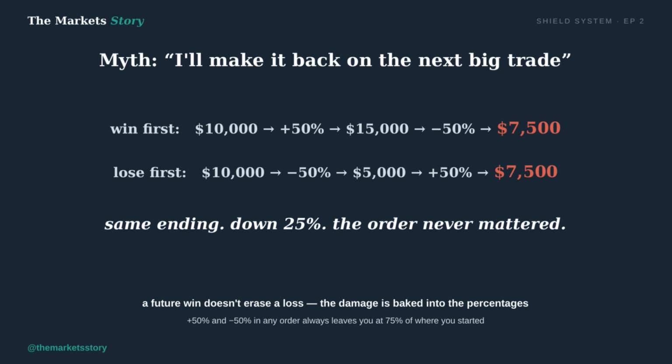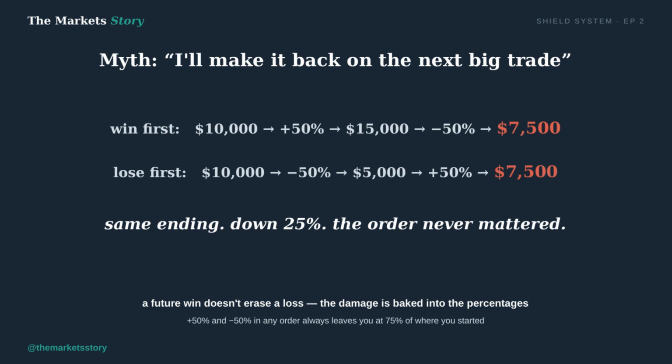The most common self-rescue plan, one big win and I'm back. Watch the math kill it. Win 50% first, $15,000, then lose 50. You're at $7,500. Now reverse it. Lose 50 first, $5,000, then win 50, $7,500 again. Identical. Down 25% either way. A win and a loss of the same size never cancel.